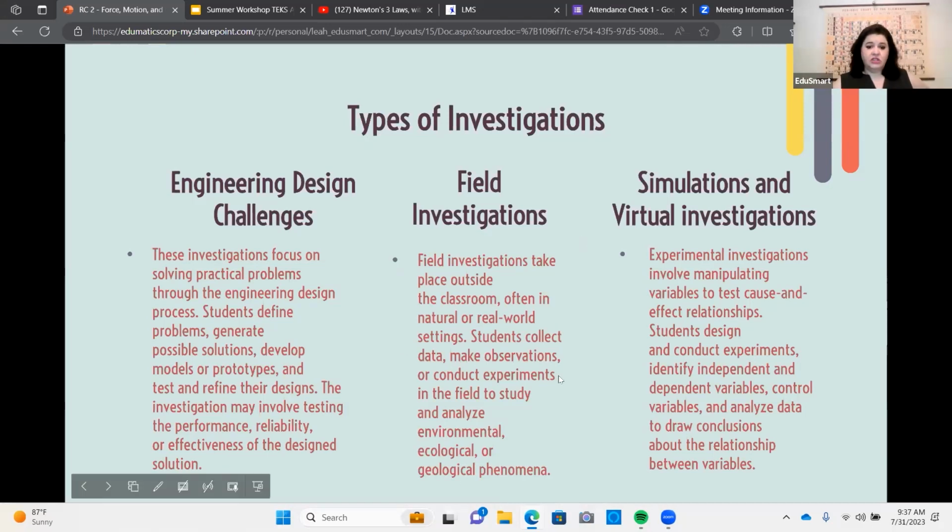You'll also see field investigations. This is real world: take them outside of the classroom, conduct an experiment in the field. So this is also built into some of the standards as far as being able to observe the types of energy and energy transformations that they see in their own everyday lives. And that's, again, one of those big focuses: we've changed to looking at how students see this in their everyday life.